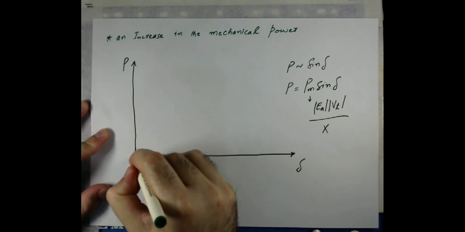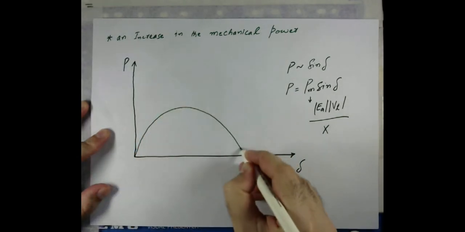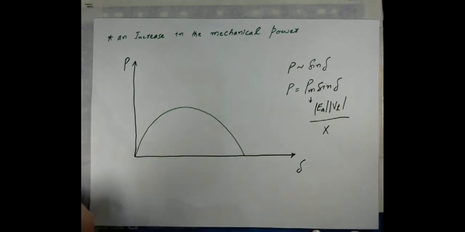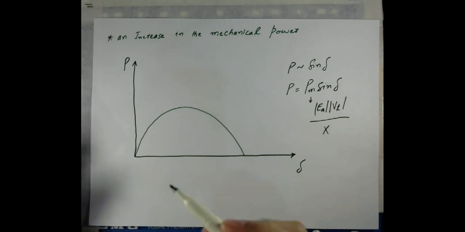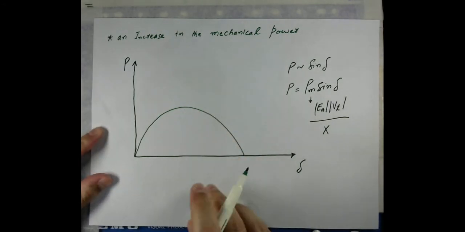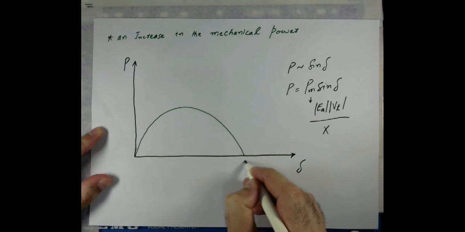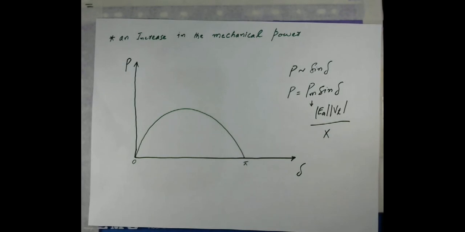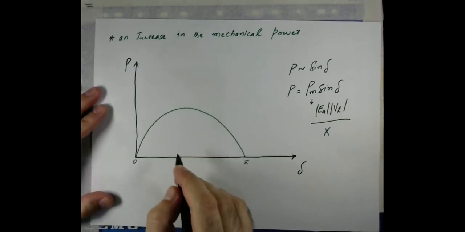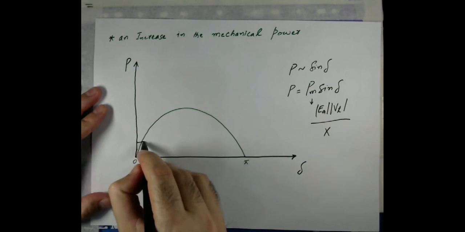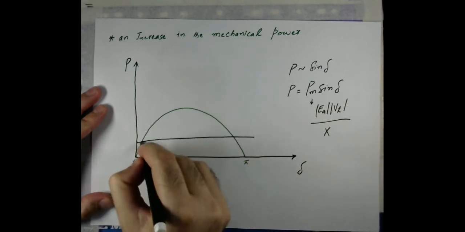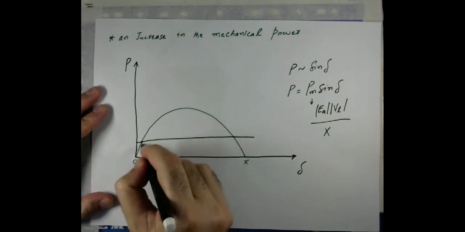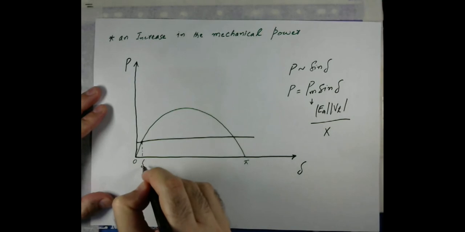So now let's draw this curve, the sine of the angle. I hope I have appropriately drawn it. Anyhow, this is the theoretical maximum limit, and that angle is pi. This is 0, and let's assume that the mechanical power is like that. So let's say this is the initial point of operation, what we call delta naught.